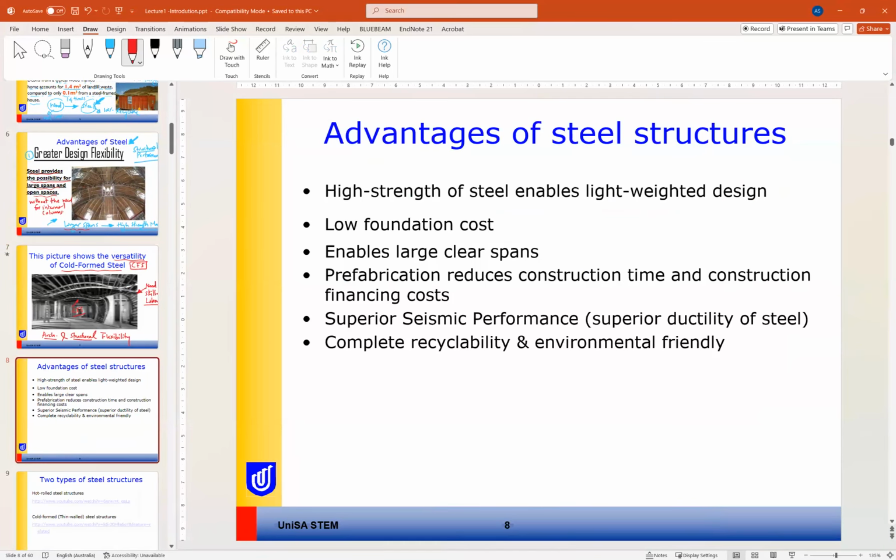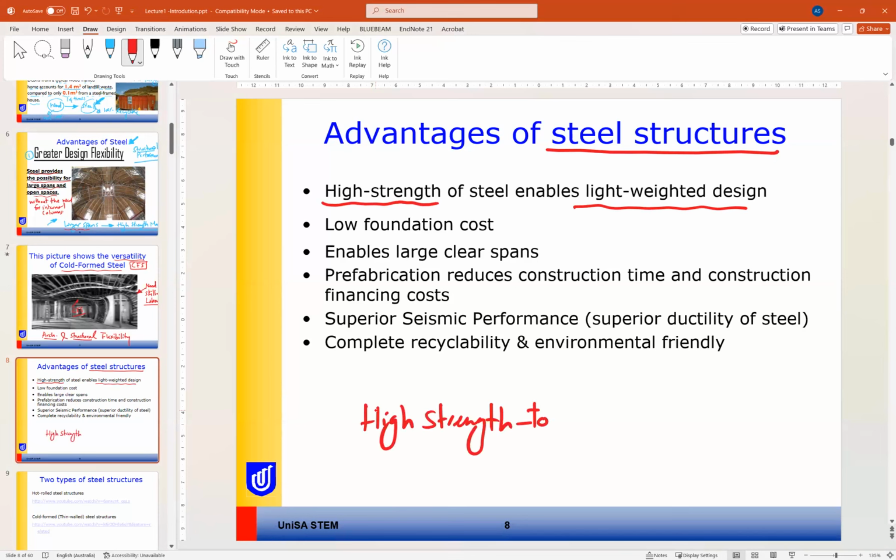So let's summarize with dot points the advantages of steel structure as a construction material. Structural steel as a construction material is a high strength material, which enables lightweight design. Okay, so high strength means a high strength to weight ratio.